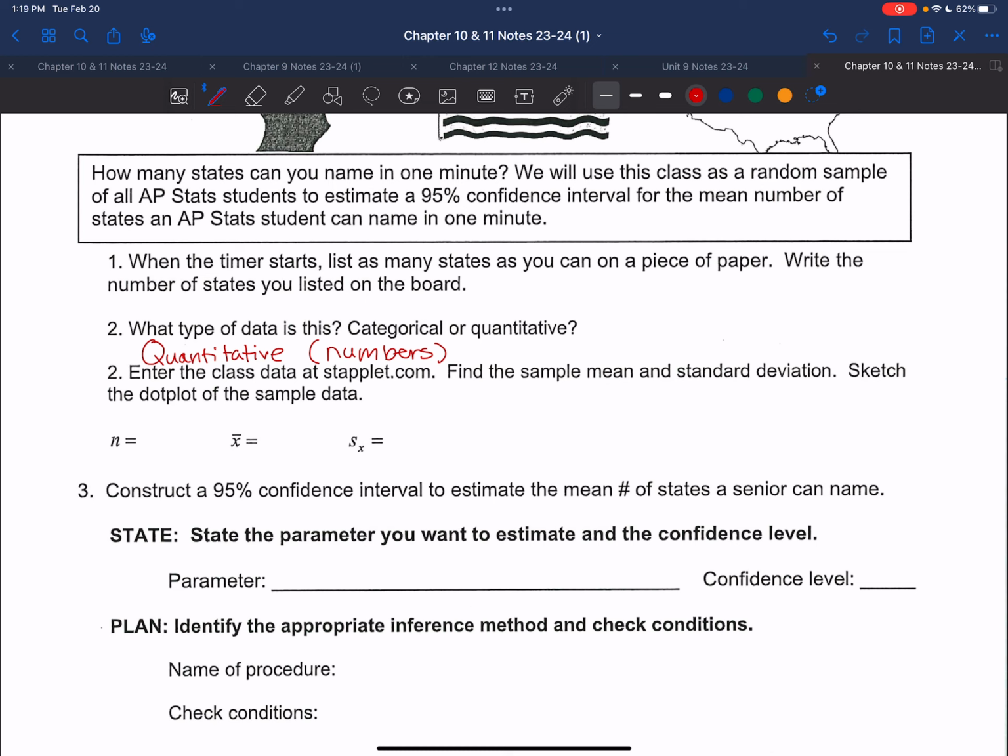So some categorical data can be represented as numbers. For instance, if you're compiling a list of zip codes, it would not make sense to average zip codes together because those represent physical places, right? But in this case, we're looking at quantitative data.